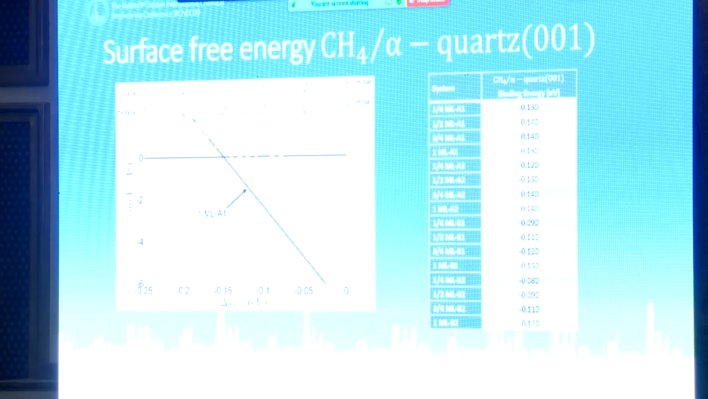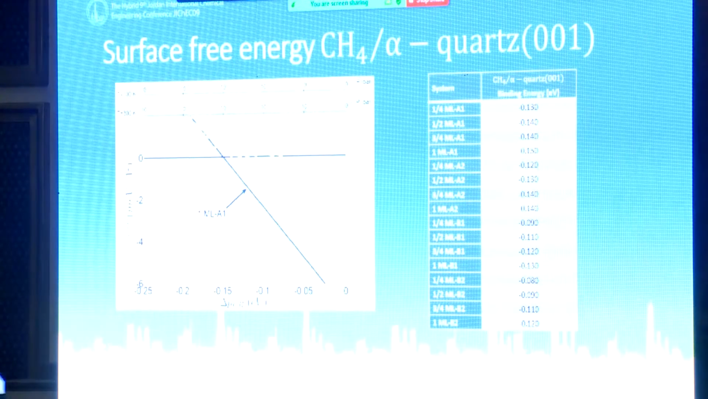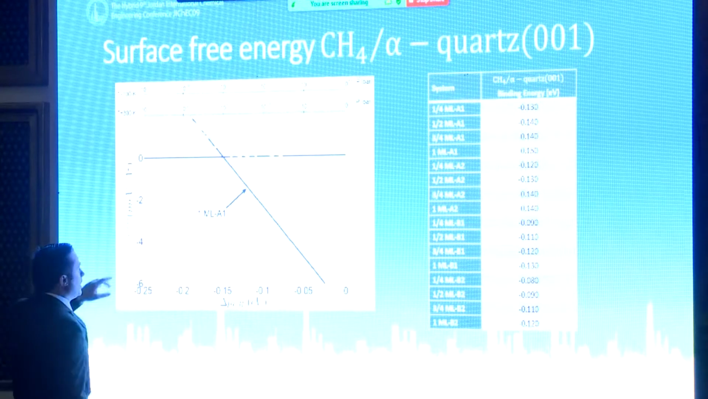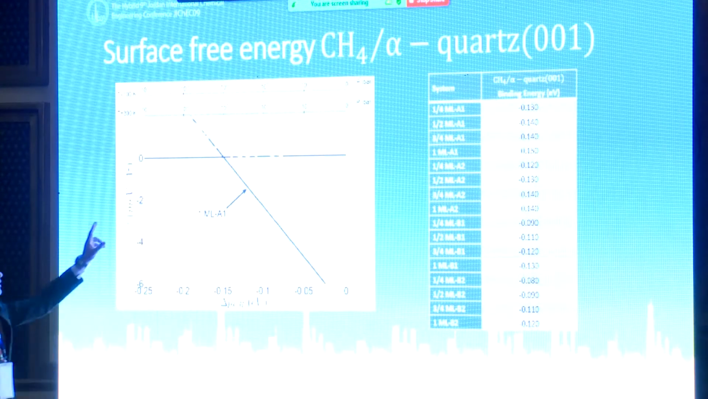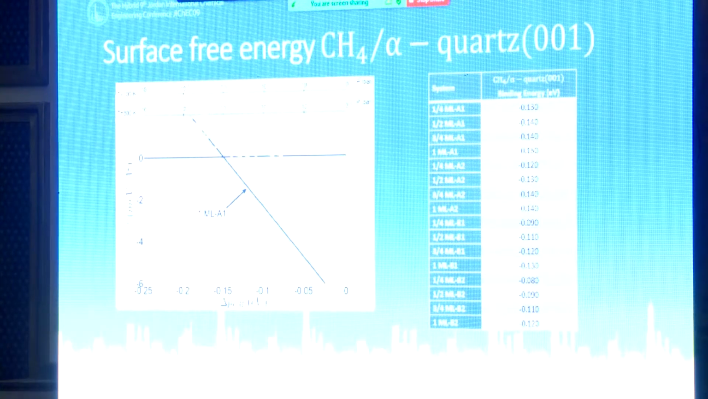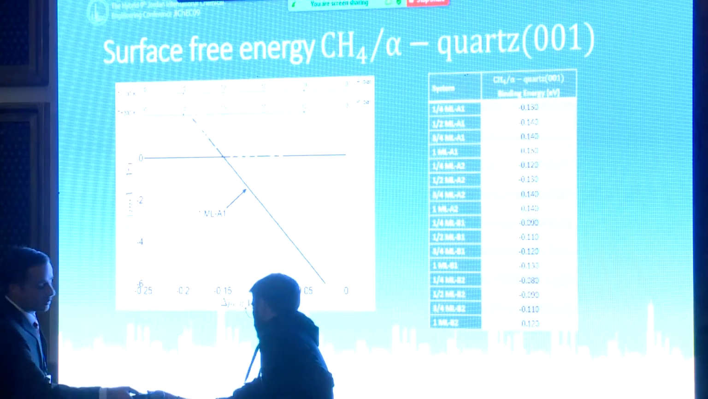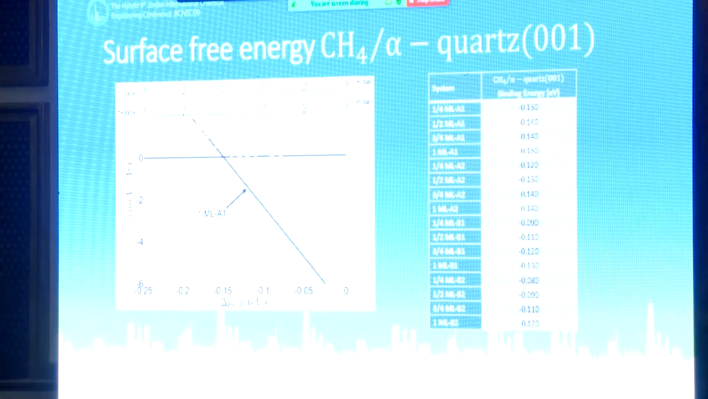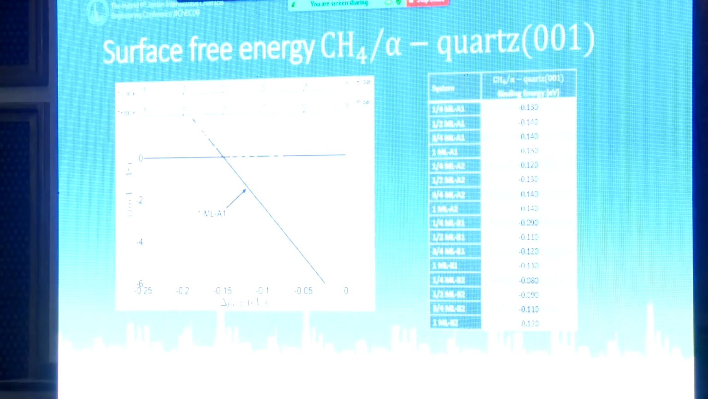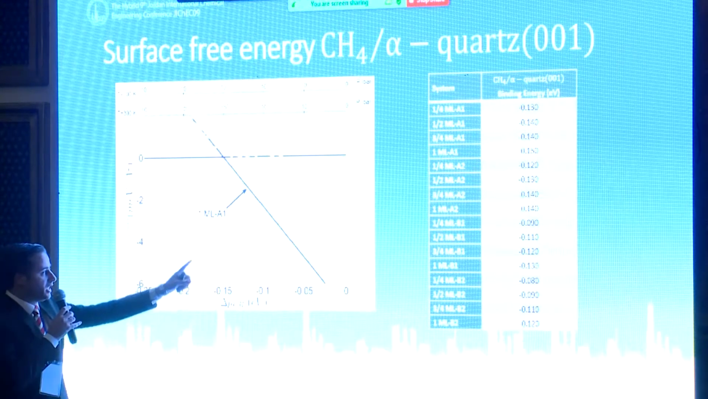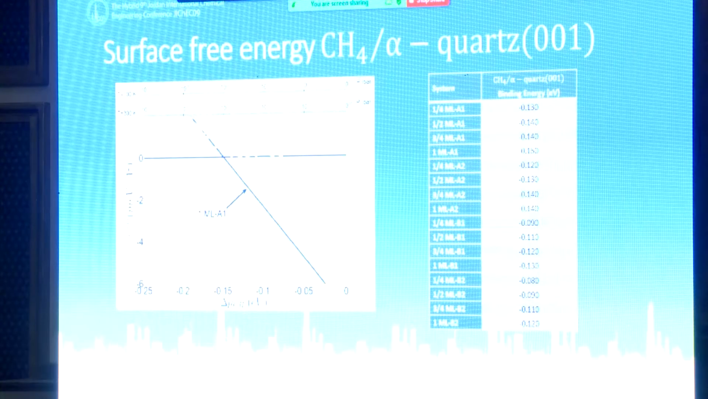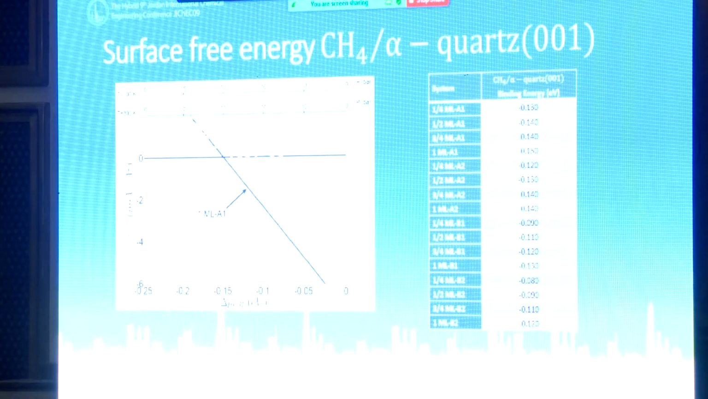In this figure, we have a few things to highlight. First of all, this horizontal line here represents a clean quartz surface, and each of these lines here represents a system where CH4 is adsorbed on the surface.